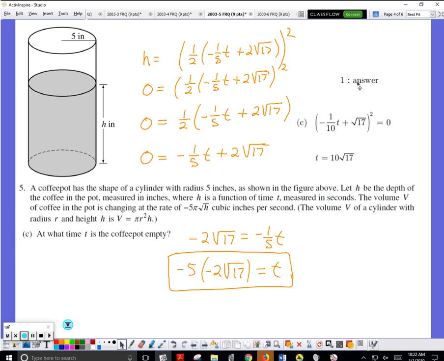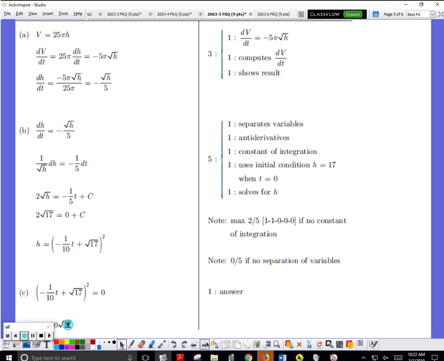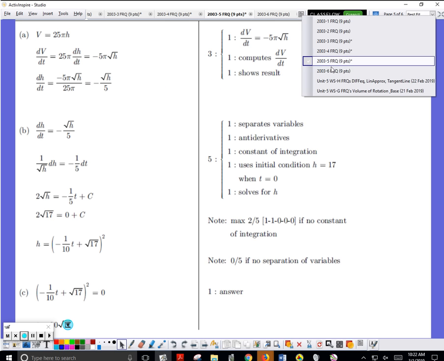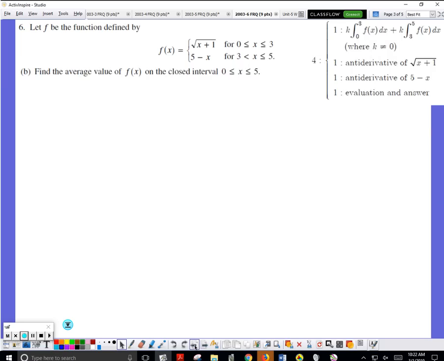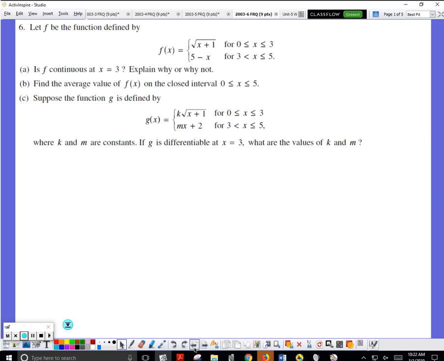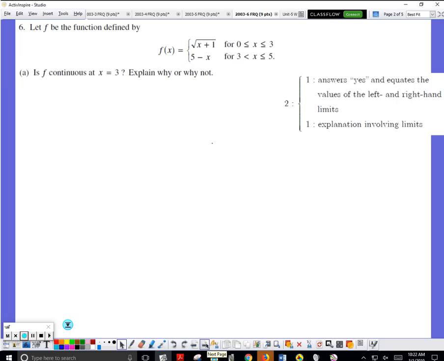Cool. Last one. 6. You give us a function, nothing else given. That's my favorite kind of problem. I hate wading through all the words. This is my preference. Is f continuous at x equals 3? Explain why or why not.